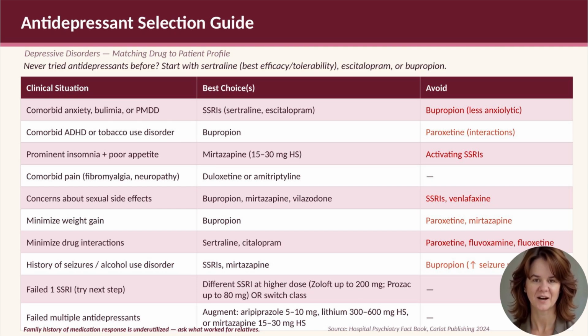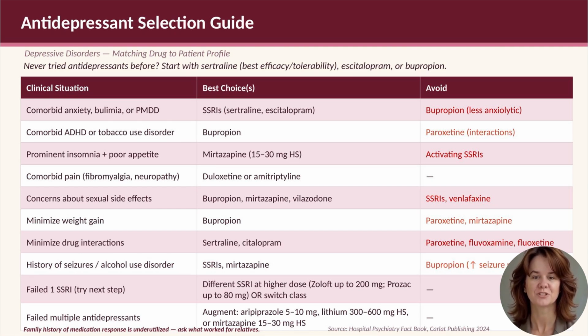It is typically started at 150 milligrams daily and increased to 300 milligrams, but should be avoided in patients with seizure disorders, eating disorders, or significant anxiety or insomnia due to its activating properties. Mirtazapine is best for patients with insomnia, poor appetite, or weight loss, often started at 7.5 to 15 milligrams at night, but clinicians should anticipate weight gain and sedation. Trazodone is commonly used at low doses for sleep rather than as a primary antidepressant.